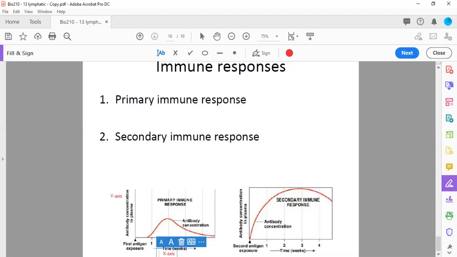Okay, so let's continue on. I know you guys wrote down the answers. Let's continue on this. So look at the graph that you see here.